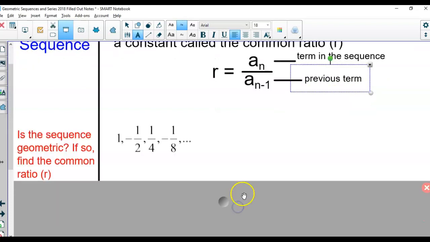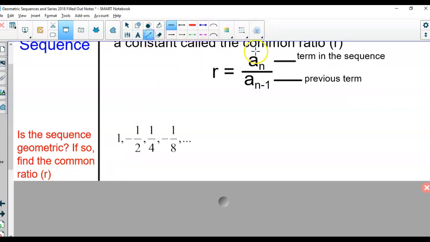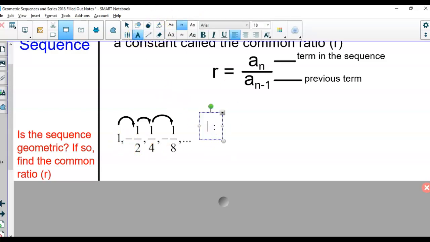Okay, now can we identify if something is geometric, is a sequence geometric? So if so, find the common ratio. So what we need to check is when we find that common ratio, we need to make sure that it works for every single term that we see, okay? So to go from 1 to -1/2, what do I need to do? I multiply by a -1/2. So that means my r is equal to -0.5.